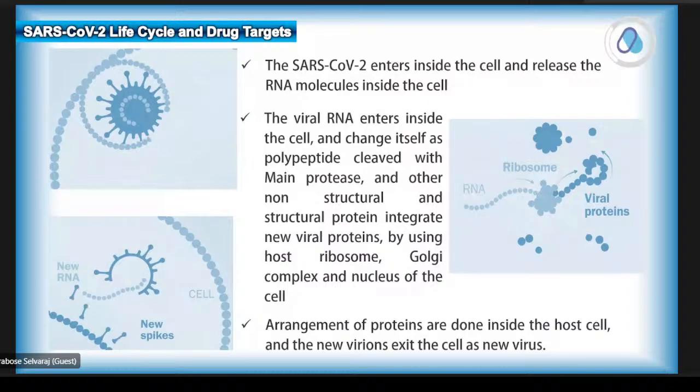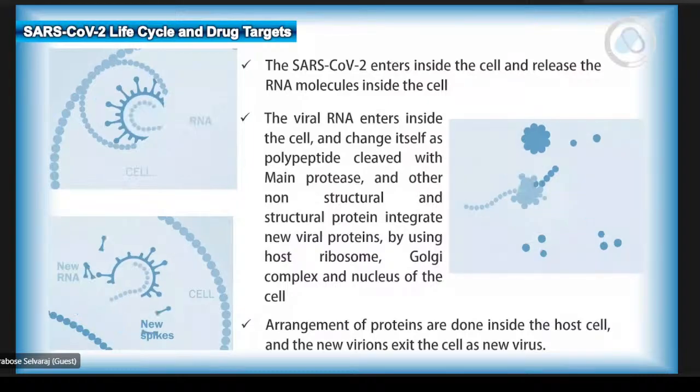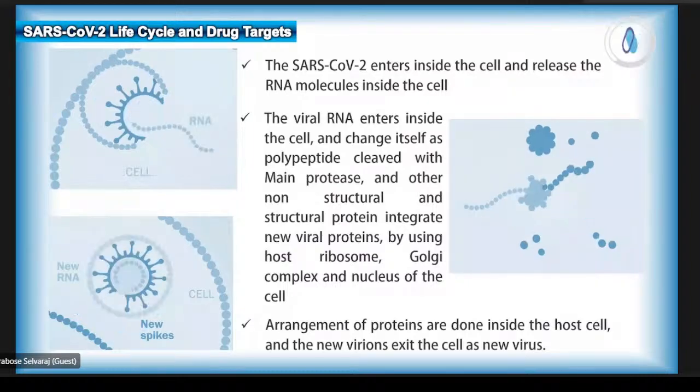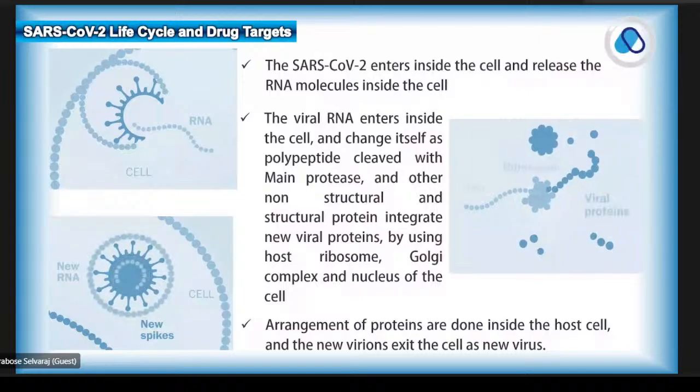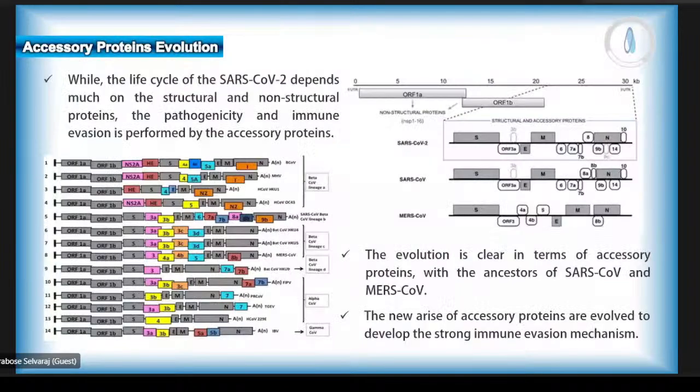And the final thing is assembling the new proteins and how the new virus comes outside the cell. We are thinking about three proteins: structural proteins, non-structural proteins, and accessory proteins. Most people are not thinking about the people who are already in disease going to a death-level condition. For that, these accessory proteins have the main role.